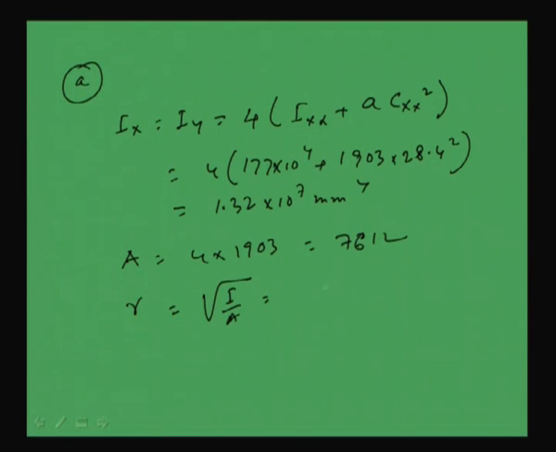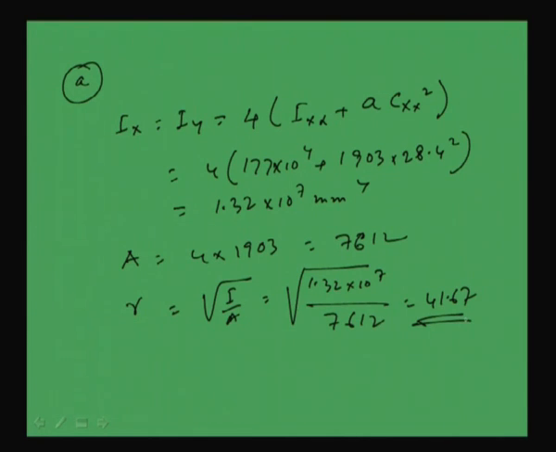That is why we can find out r as I by A. I is 1.32 × 10^7 and area is 7612. This will become 41.67, right? So we are getting the value of radius of gyration.